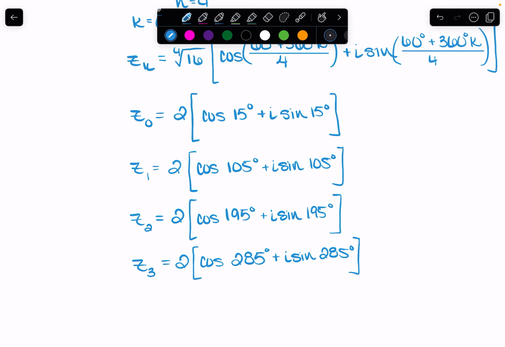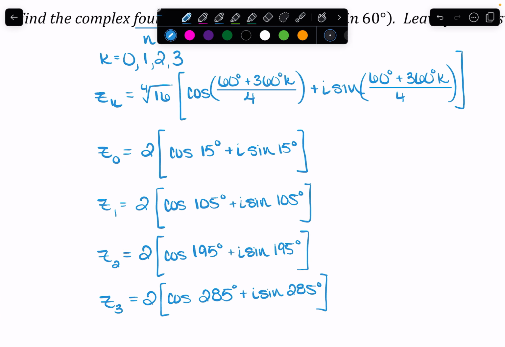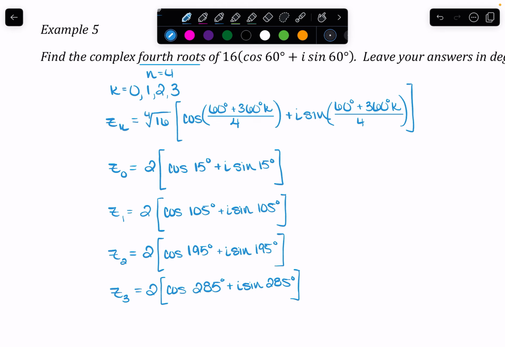And that's it. Same process. If it gave you the initial angle in radians, it's going to have you leave your answer in radian form. So instead of it saying cosine of 15, it would say something like cosine pi over 12 plus i sine pi over 12.